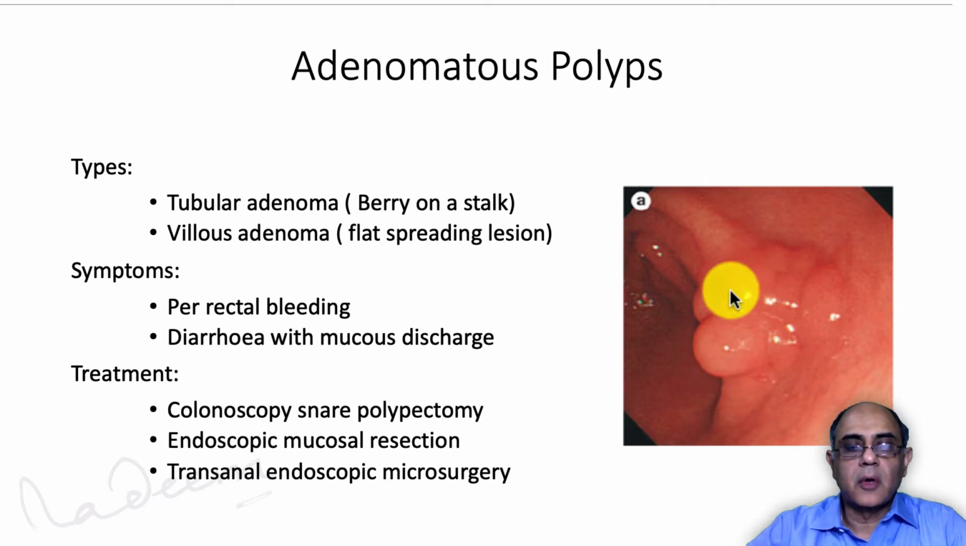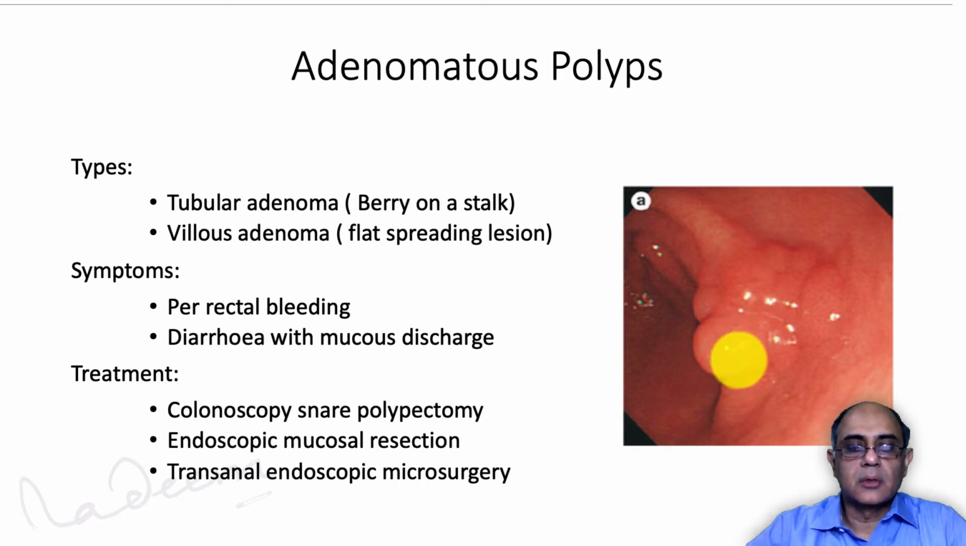There are 2 types of polyps: a tubular polyp, which is sort of a long stalk like a berry on a stalk, and a villous adenoma, which are these flat lesions. So villous adenomas have more malignant potential. The patient will come with simple rectal bleeding at an early age. Sometimes the rectal polyps can have some mucus discharge. So the simplest examination is to do a DRE, digital rectal examination. If you can feel the polyp, all the polyps have to be removed.